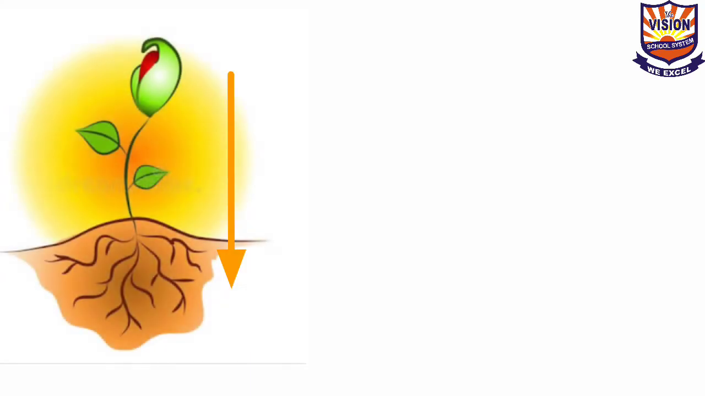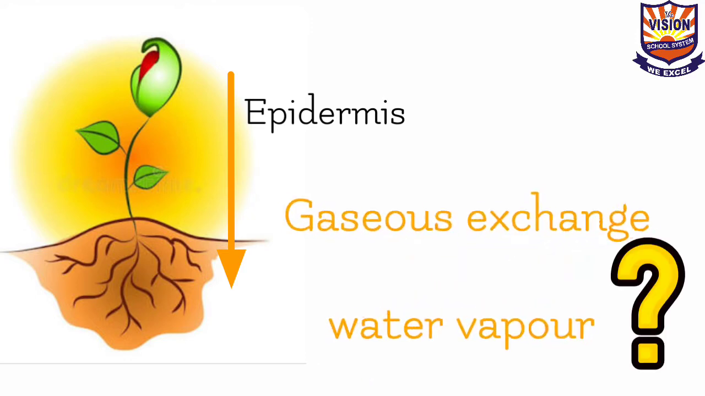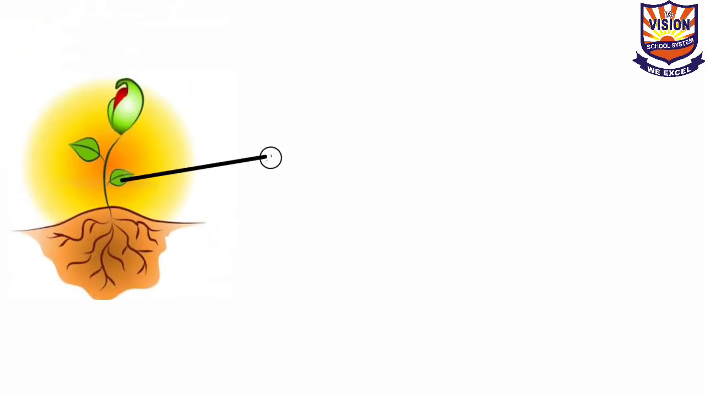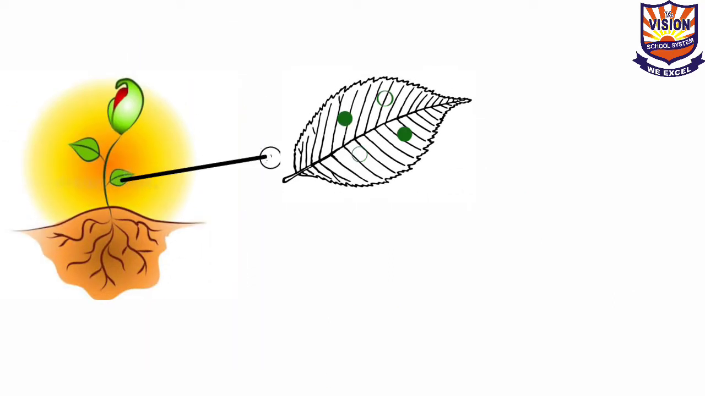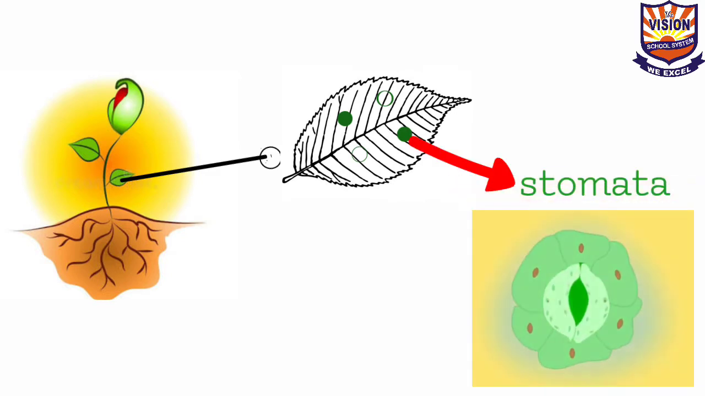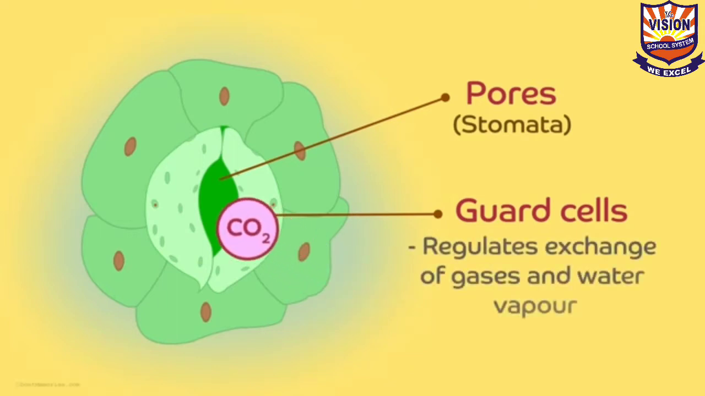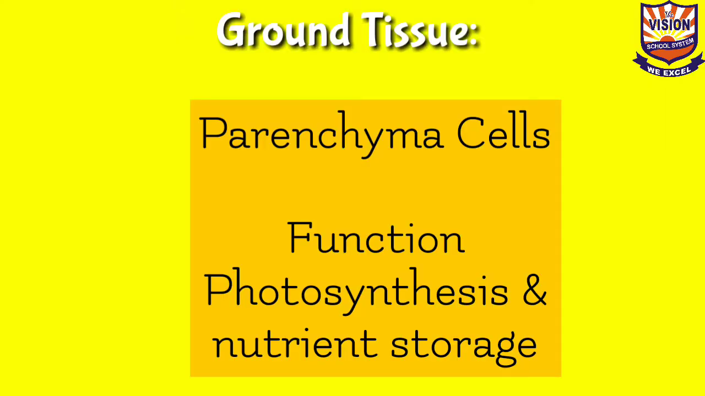So tell me, if the whole plant body is covered with epidermis, then how does the gaseous exchange along with the water vapor occur? Think about it. Well, the epidermis leaves some spaces, or you can say pores, which we commonly call stomata, a small opening present in the leaf or stem. These pores are guarded by the guard cells. Stomata help in exchange of gases, carbon dioxide and oxygen, along with water vapor in and out of the plant cell. The second system is the ground tissue system.